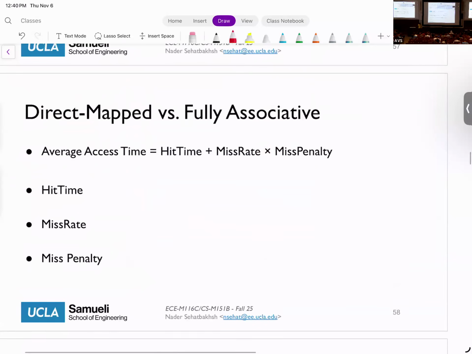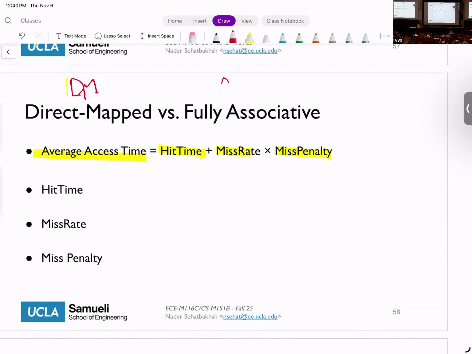Okay. So remember I told you that what we do care about is average access time, and average access time was hit time plus miss rate times miss penalty. So let's actually compare direct map with fully associative in these 3 categories. So let's start with hit time. Which one do you think has faster hit time? Fully associative or a direct map?